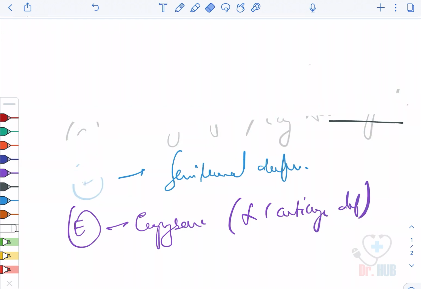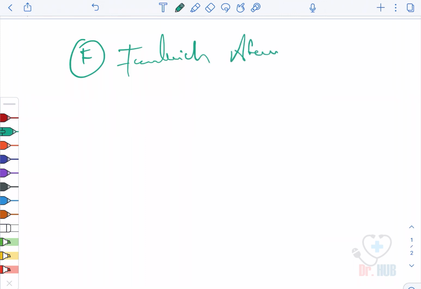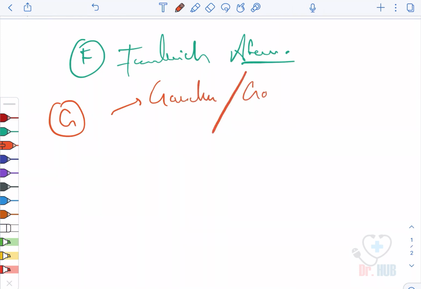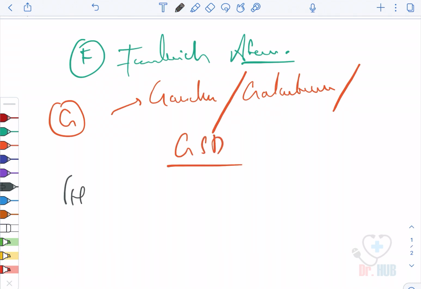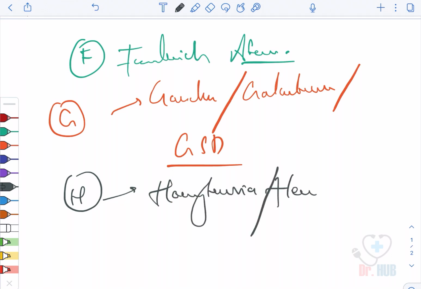Next we saw ABCD, and after it comes F. So F is for Friedreich ataxia. Next comes G. G, if you see, is for Gaucher's disease, galactosemia and the glycogen storage diseases. Then H. H is for homocystinuria as well as hemochromatosis.